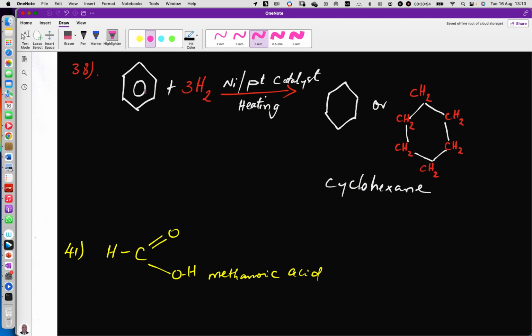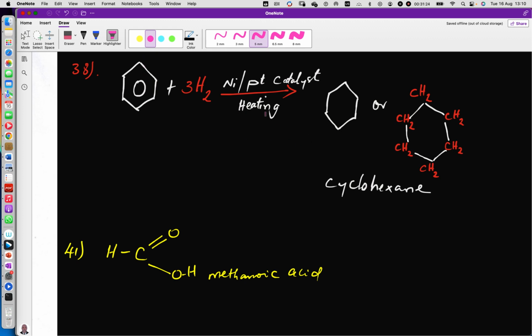So when we add this, remember benzene is C6. That is 1, 2, 3, 4, 5, 6. And there are only 6 hydrogens. Benzene is C6H6 because of the ring. But when the ring is being destroyed, we need to add another 6 hydrogens there.